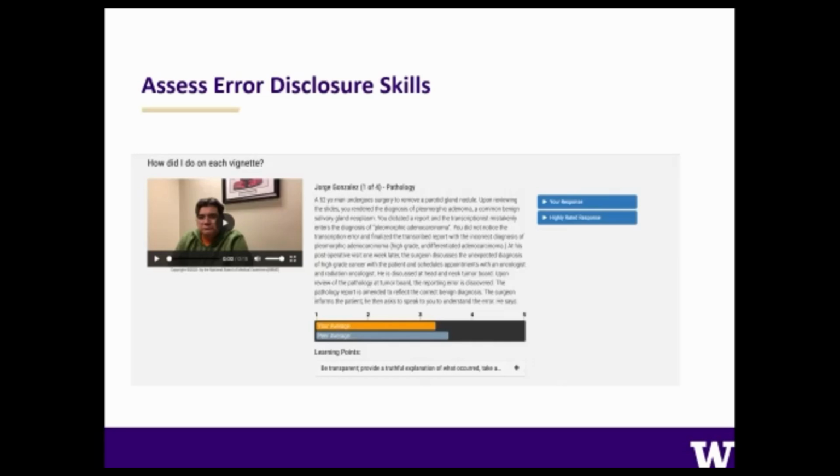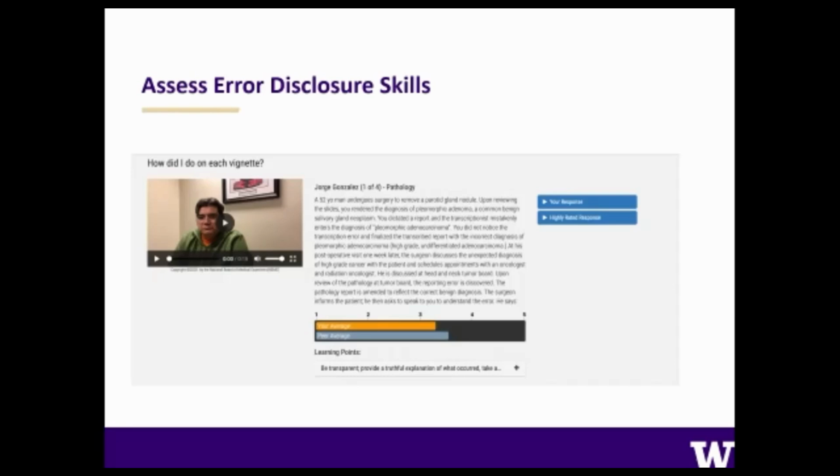So I don't know if you can see, the orange is your score on the bottom. I don't know how to, let's see, can I? Oh, well, it doesn't matter. The orange bar shows your response. The blue bar shows the average peer response, so you can see how you did with respect to your peers.